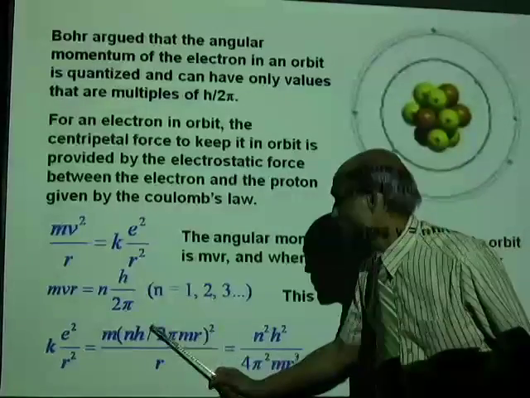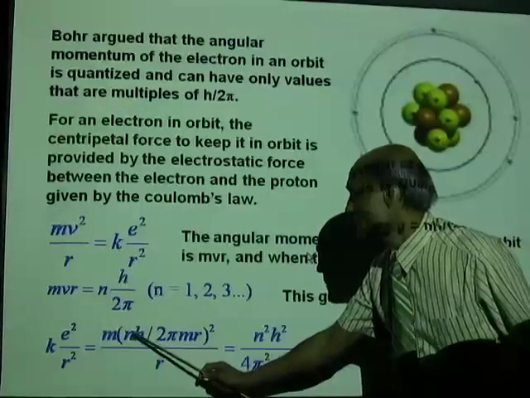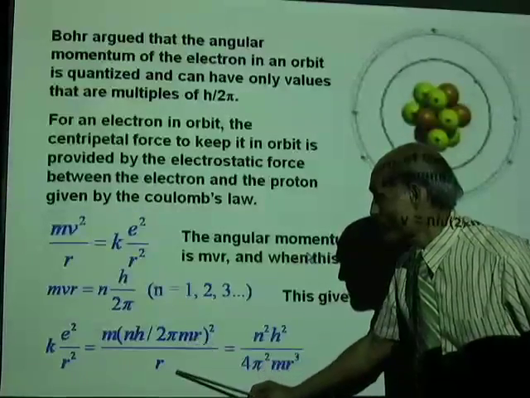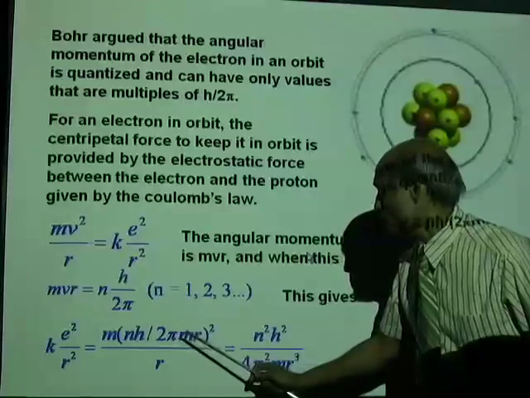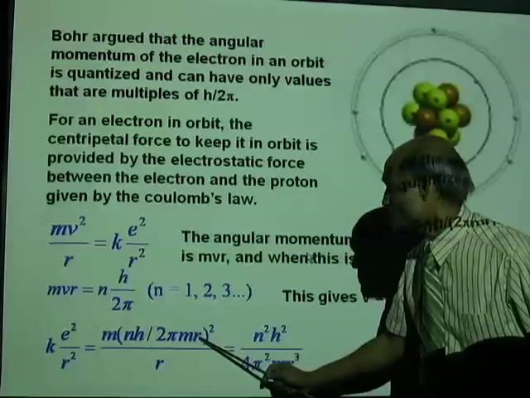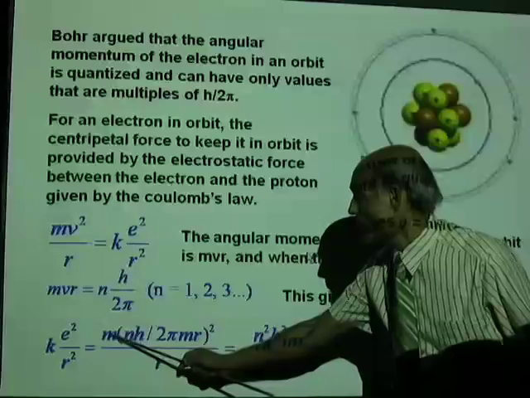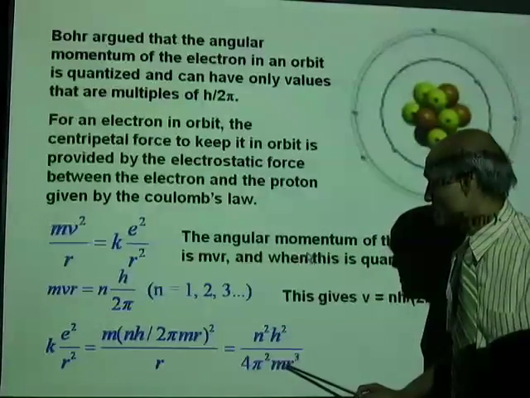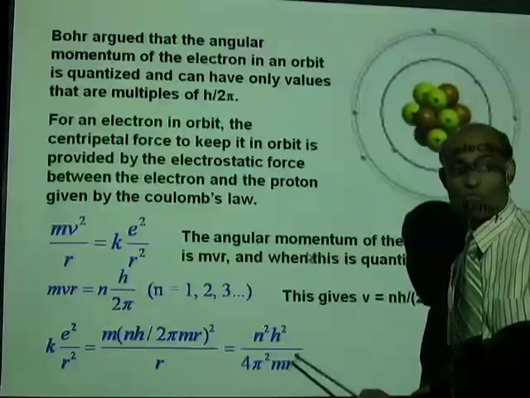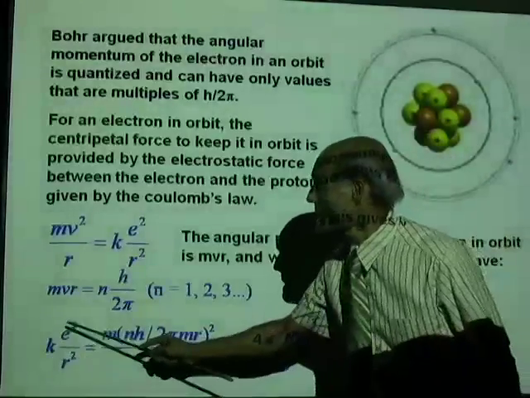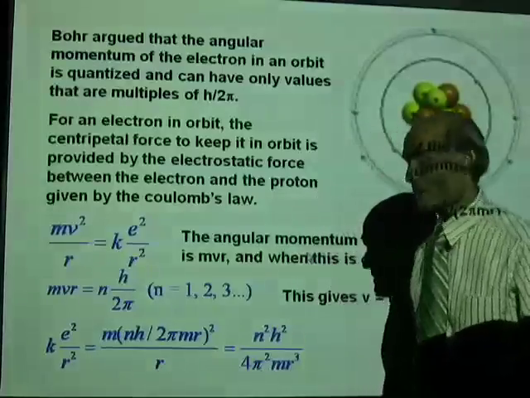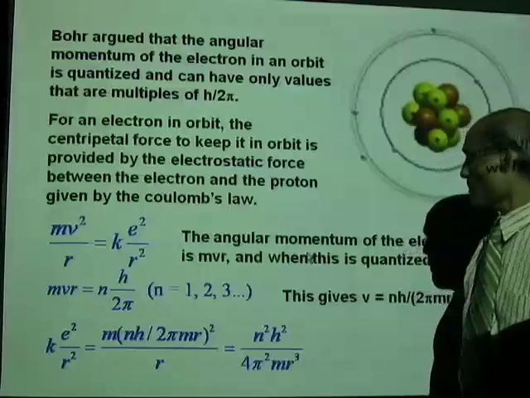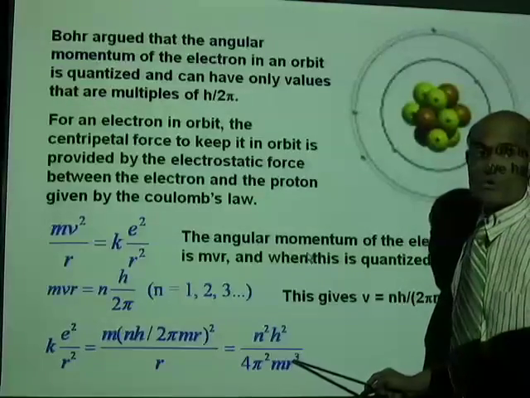If you square this quantity, on the numerator there will be n squared h squared, and this will go to the denominator, will be 4 pi squared m squared r squared, and 1 m, and that m will cancel. This r and the r squared will become r cubed. So the simplified form will be k e squared over r squared equal to n squared h squared over 4 pi squared m r cubed.